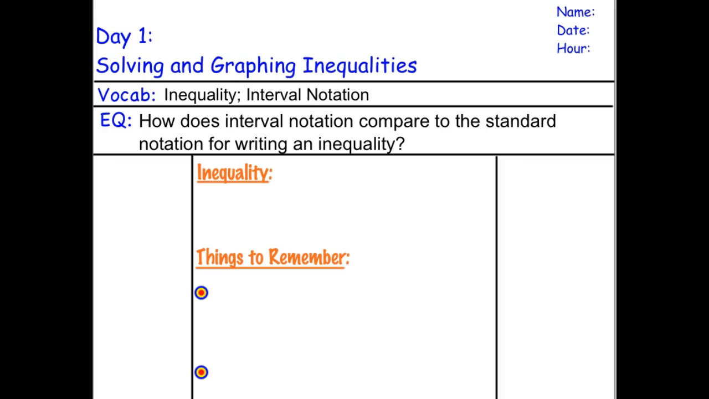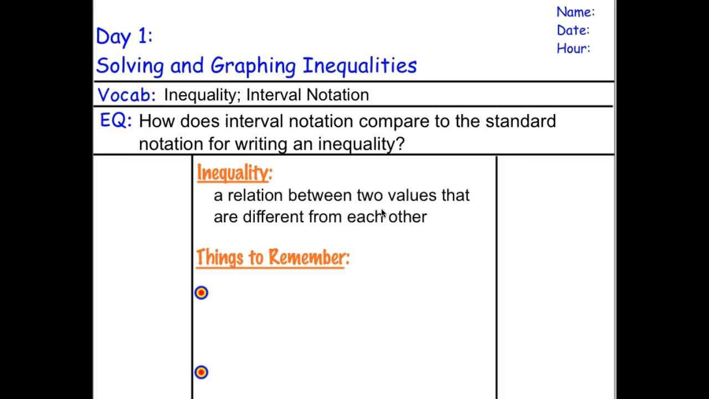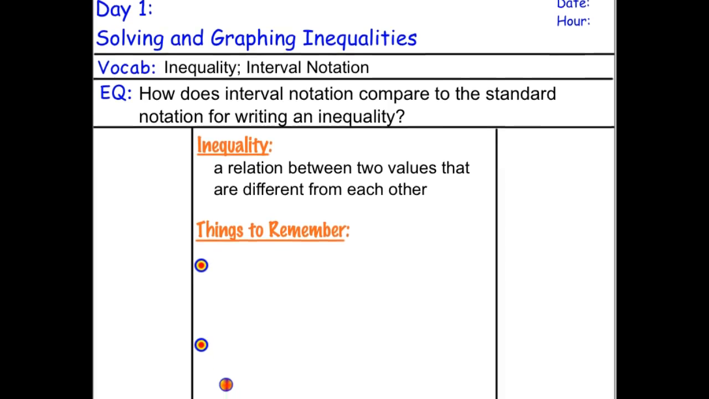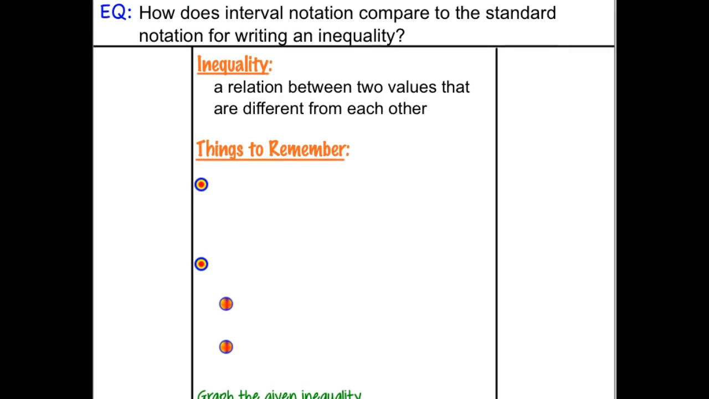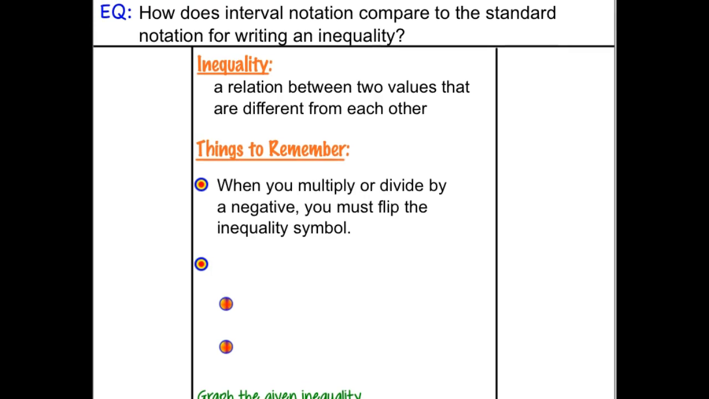Well, we first need to know what an inequality is. An inequality is a relationship between two values that are different from each other. So we have to remember a couple of things when we start working with inequalities. When you multiply or divide by a negative, you must flip the inequality symbol. Remember that that's not when there's a negative involved in the problem. It's when what you're doing to solve for the variable involves multiplying or dividing by a negative, which is going to change the sign of the result.